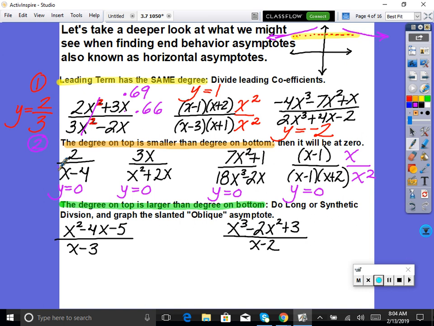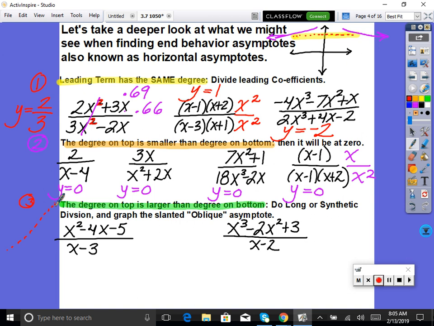So then, rule number 3 is if the degree on top is actually larger than the degree on bottom, we're not going to have a horizontal asymptote anymore. What's going to happen is we're going to have a slanted, an oblique asymptote, a slanted asymptote. And we're going to see why that happens in just a second.